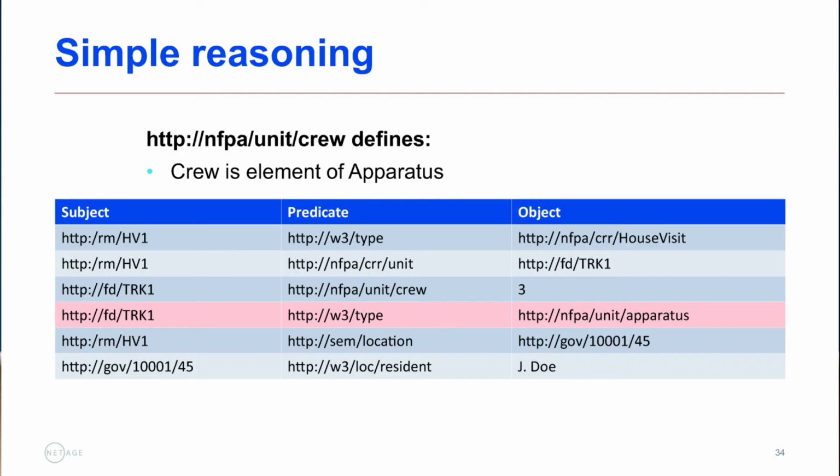Say we do simple reasoning: crew is an element of apparatus. In our data model, the only thing we've written down is that the truck has a crew of 3. We haven't said anything about what a truck actually is. But through reasoning and inferencing, we can say that if something has a crew predicate on it, it's actually of type apparatus. So even though this information is not in your data, you could ask which apparatus went to what house visits, and the system will be able to answer that, because in the intelligence, in the vocabularies or the ontology, it's noted that this is how it is organized.